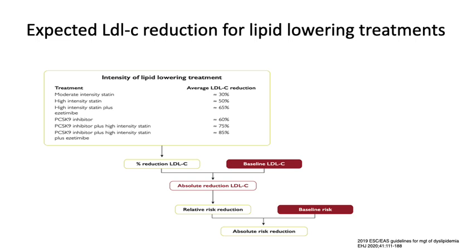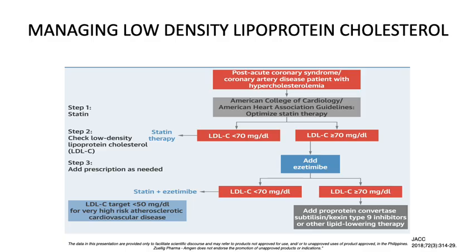Moderate intensity statins generally reduce LDL by 30%. High intensity statins reduce LDL by 50%, while high intensity statin plus ezetimibe causes a 65% LDL-C reduction. PCSK9 inhibitor alone can decrease LDL by 60%, but combining it with a high intensity statin will result in a reduction of 75%. Combining both PCSK9 inhibitor and high-intensity statin with ezetimibe will further decrease the LDL level by 85%.